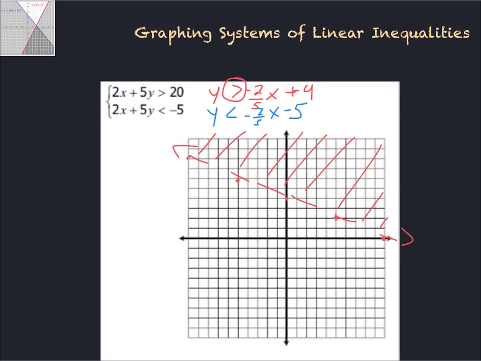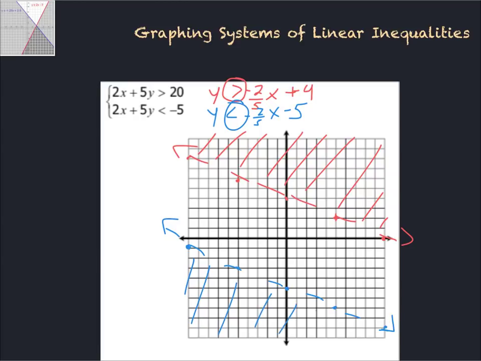Now for my blue, my y-intercept is going to be negative 5, which is right here. And the same slope, so I'm going to go down 2 to the right 5. Down 2 to the right 5. And I could go the other way as well. And once again, I'm going to have a dashed line. So I have parallel lines here. And for my blue one, it's a less than symbol, which means I'm going to shade below the line.